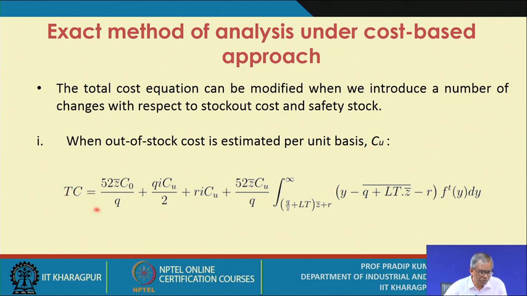So what is the total cost expression? The total cost expression is this one. This expression is the ordering cost. This expression is the inventory carrying cost for the average demand, and this is the safety stock carrying cost, and this expression is for the expected number of units short, and this is the per unit out of stock cost, and this is basically the number of order cycles you have.